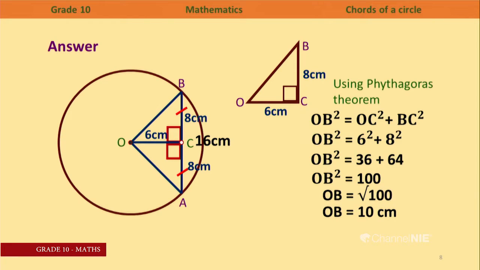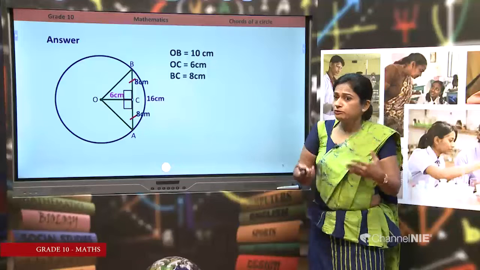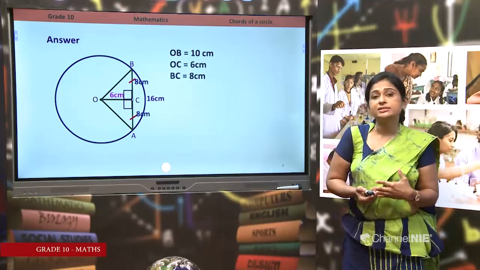Now we know the length of the three sides of this triangle OBC. What are the sides? OB, OC, BC. What's the length of OB side? We found that, 10 centimeter. What's the length of OC side? It's 6 centimeter. What's the length of BC side? It's 8 centimeter. We should find the perimeter of this triangle.